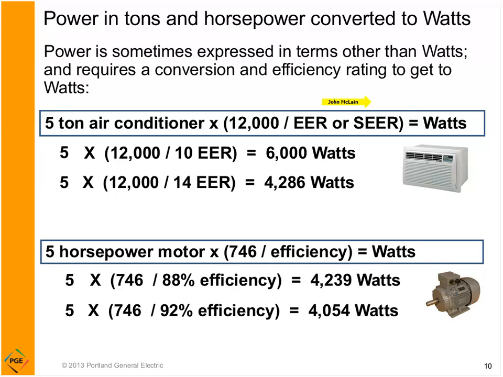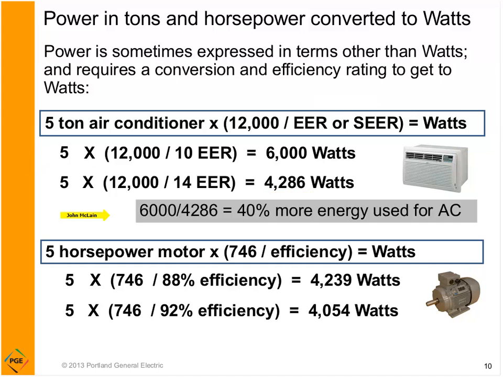In this case, you can go out and buy a 5-ton unit at 10 EER, or you can buy a 5-ton unit at 14 EER. The difference is when you run this formula, 6,000 watts is the rating of the first one, and 4,286 on the second. What that means is there's a 40% higher energy bill for the next 10 to 15 years for buying the air conditioner that is 6,000 watts than if you had bought the other. It might be a little more expensive, but it's higher efficiency.